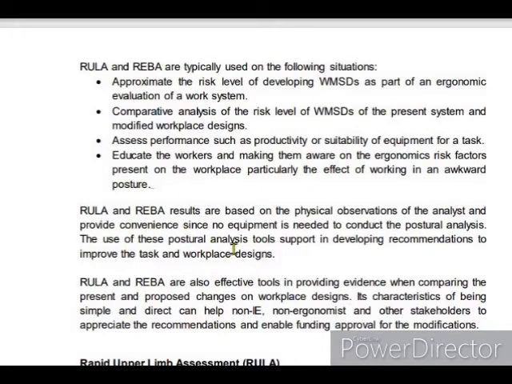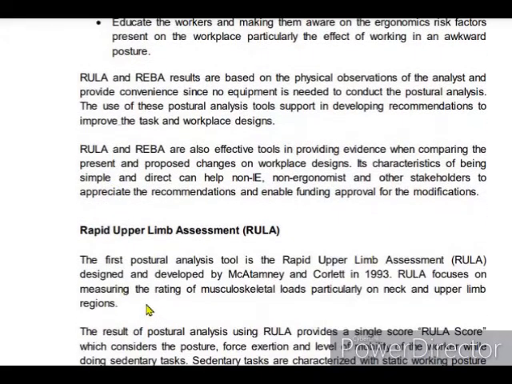RULA and REBA results are based on the physical observations of the analyst and provide convenience since no equipment is needed to conduct the postural analysis. So, itong dalawa na to ay based sa physical observation, syempre, nung nag-a-analyze. Okay? Then, hindi naman siya magastos kasi nga walang equipment na gagamitin. So, the use of these postural analysis tools supports developing recommendations to improve the task and the workplace designs. Okay? So, gagamitin natin yan to make our recommendations. And RULA and REBA are also effective tools.